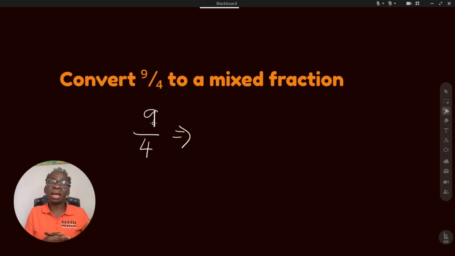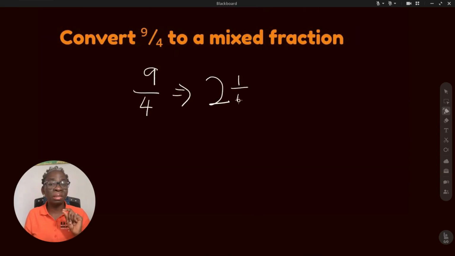4 will go in 9, 2 times, because 4 times 2 is 8. So 4 will go in 9 2 times. And what will be the remainder? The remainder is 1. So we will write it like this. 4 will go in 9, then remainder. The remainder will be the numerator, while 4 remains the denominator. That is how to convert from improper fraction to mixed fraction.